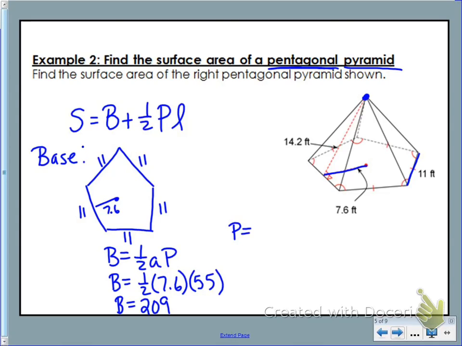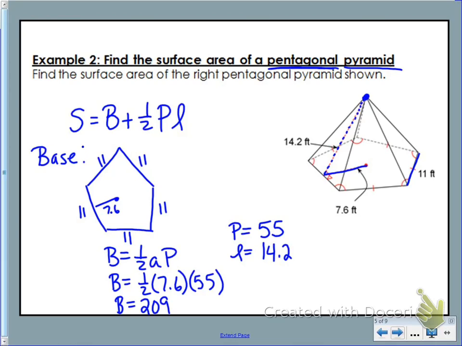Now we also need the perimeter of the base, but we've calculated that already when we found the area, and that is 55 because there are 5 equal sides of 11, so 11 times 5 makes a perimeter of 55. Now we want to be careful to use the slant height. And the slant height is this measurement here. It's the height on a slant, so we know that to be 14.2 feet.